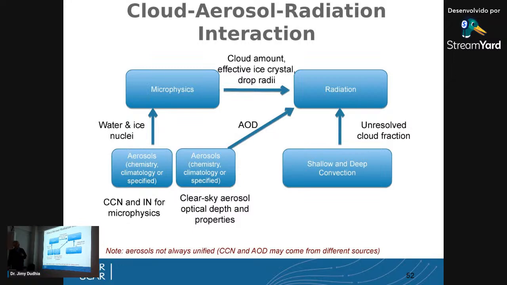Just for completeness, I've added that the shallow convection and convection also contribute cloud fractions to the radiation. And also the microphysics produces the cloud amount, but also the effective drop sizes or ice crystal sizes, which the radiation also interacts with, because smaller particles have more radiative effect for a given total mass.